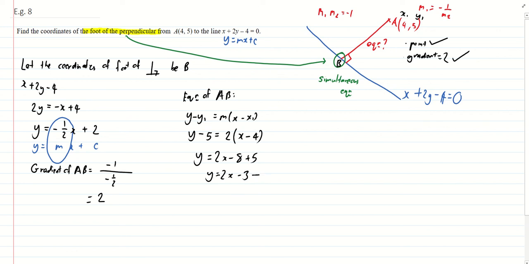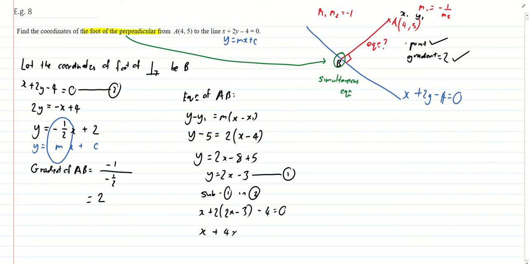All right, so this will be my first equation for the simultaneous equation. The second equation will just be this equation over here. Since we already have this equation here, let's just label it equation 2. So sub equation 1 into equation 2. By doing this, we can find this point B, which is the foot of the perpendicular. So we have x + 2(2x - 3) - 4 = 0. Simplify your equation. I have x + 4x - 6 - 4 = 0. So simplify this. I have 5x = 10 and x = 2.